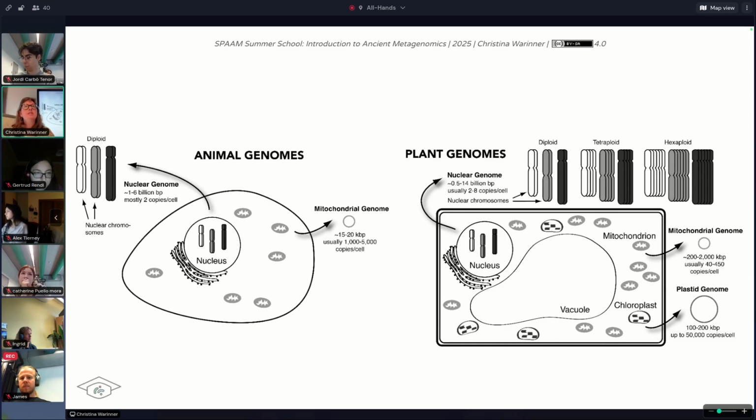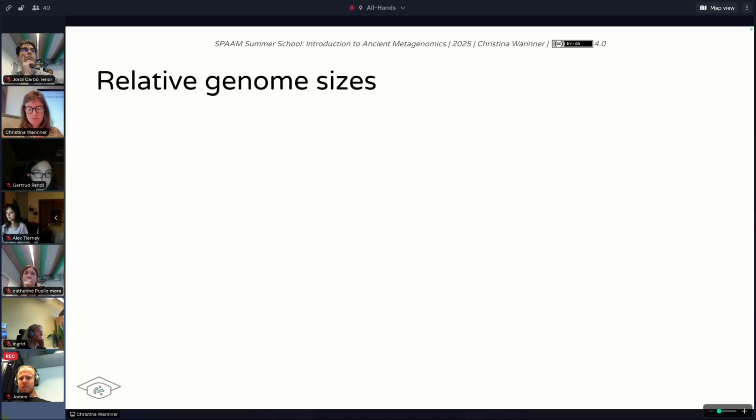So sequencing a tiny little virus in some ways is easier than sequencing a gigantic 14 billion base long plant genome. These pose really different challenges if you're trying to reconstruct an entire genome. Also, the copy number matters a lot. If you have just one copy or 500 copies of a particular genome per cell, it's going to really change your chance of success, depending on which genome you're trying to reconstruct.